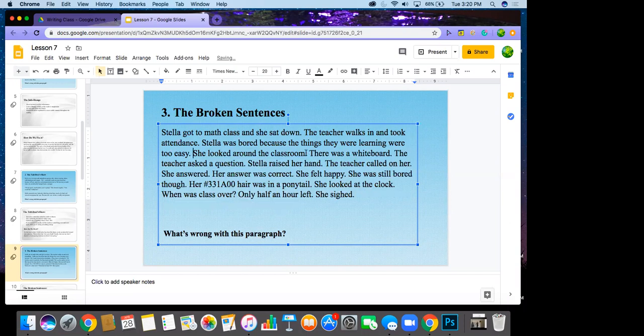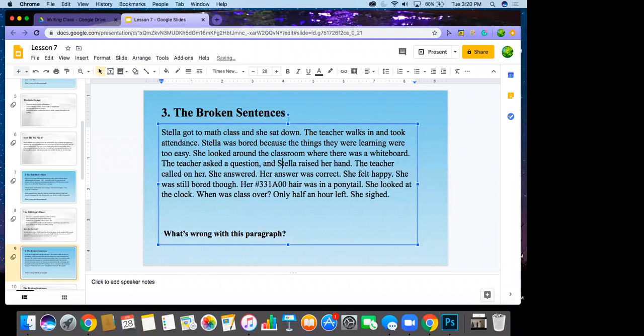She looked around the classroom where there was a whiteboard. The teacher asked the question, comma, and Stella raised her hand. And Stella raised her hand before the teacher called on her. She answered, comma, and her answer was correct. She felt happy, comma, but she was still bored. This doesn't matter. We're going to get rid of it.